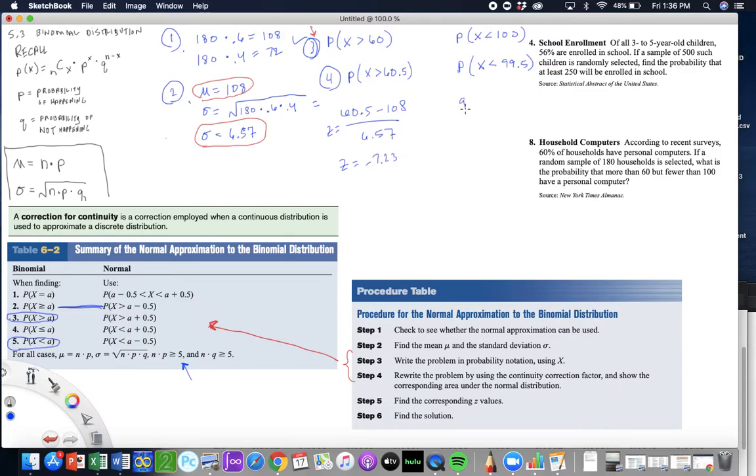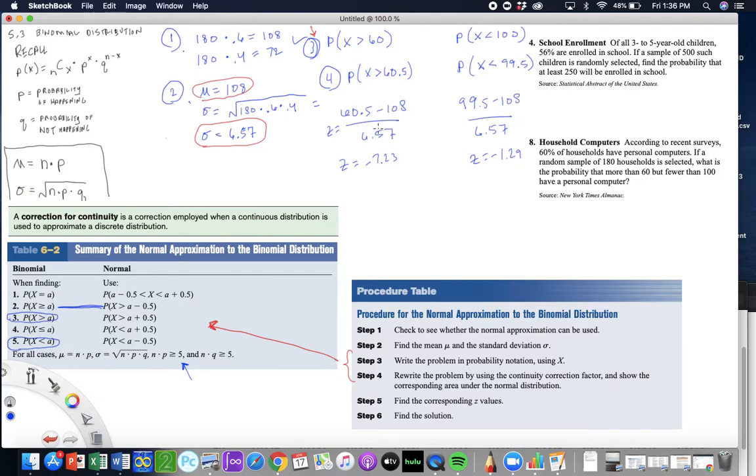Let's talk about this one, 99.5 minus 108 divided by 6.57. And so we get a z-score of negative 1.29. Now, we're dealing with the between thing here, right?